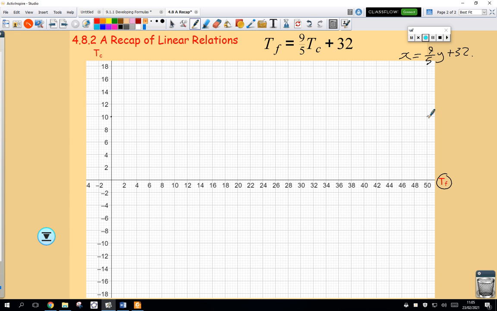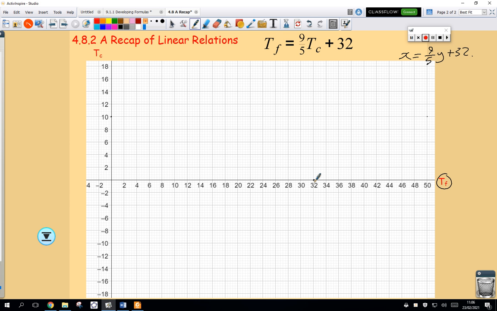If I look at 0 Celsius, 9/5 of 0 is 0, plus 32. That's 32 degrees Fahrenheit. So 0 Celsius, which would be down here, will give me 32 degrees Fahrenheit, which would be over here. And I can draw a straight line through those points.